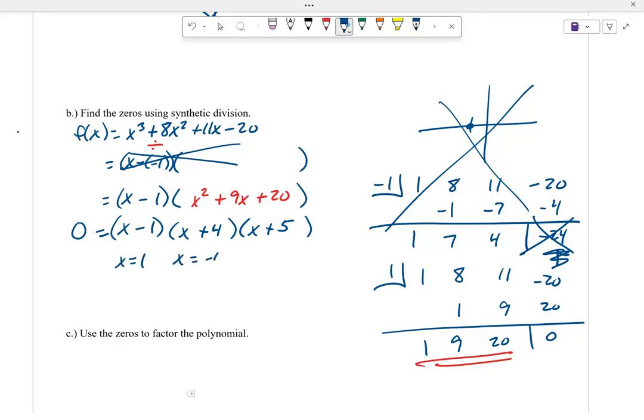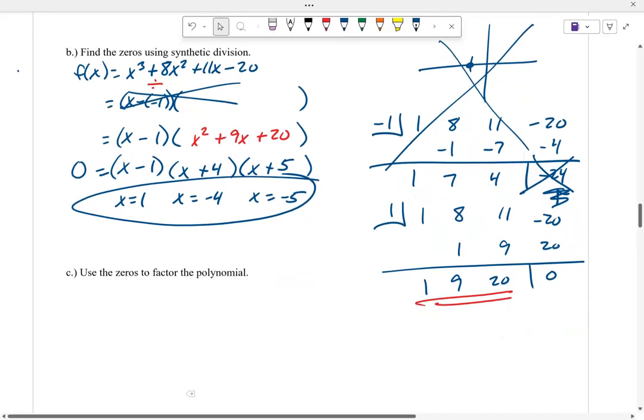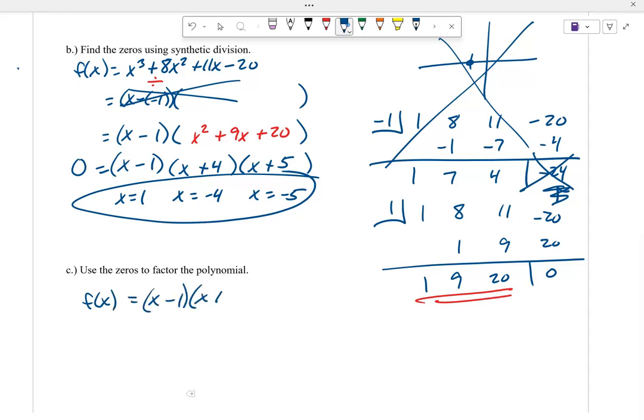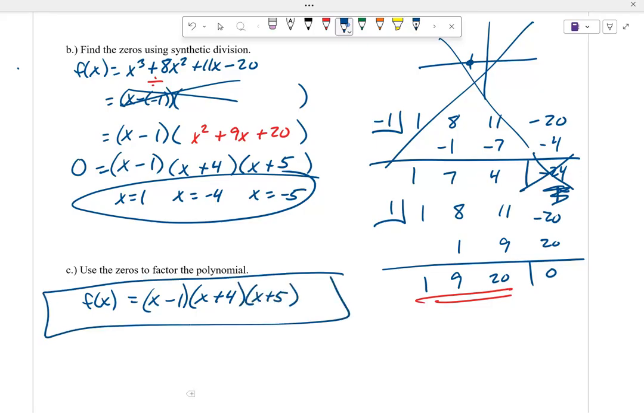1, negative 4, negative 5. See, I had 3 zeros. This is a third degree polynomial. I have 3 zeros. And we've already actually factored this. So it says use the zeros to factor the polynomial. We had it factored. That's how we found them anyways. We kind of did it all at once. There's our zeros that we use to factor this thing.